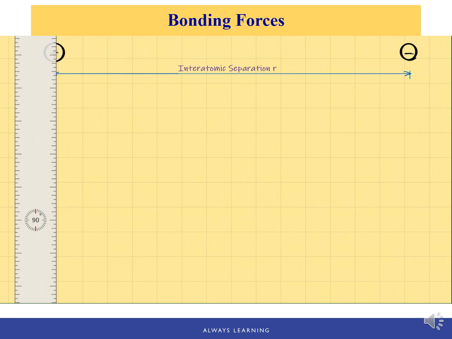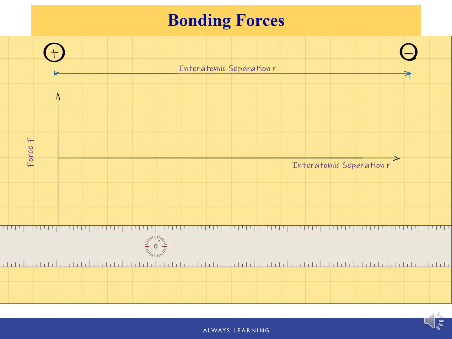Let's plot the forces between the two ions as a function of the distance r. The y-axis is the force between the two ions, and the x, or the horizontal axis, is the interatomic separation r, the distance between the two ions. And also we can define the direction of attractive force or attraction and repulsion. So let's say above the x-axis, the positive force is attraction and the negative force is repulsion.